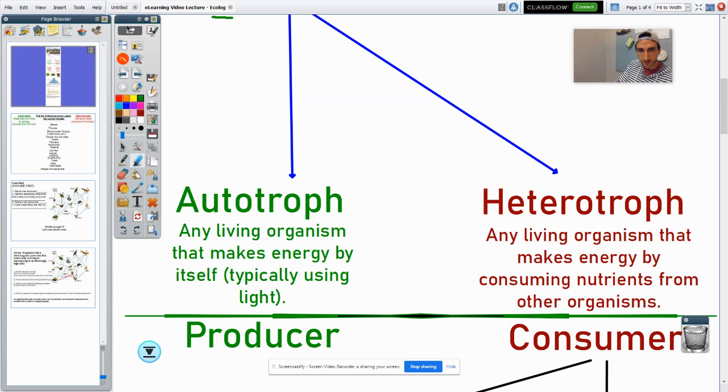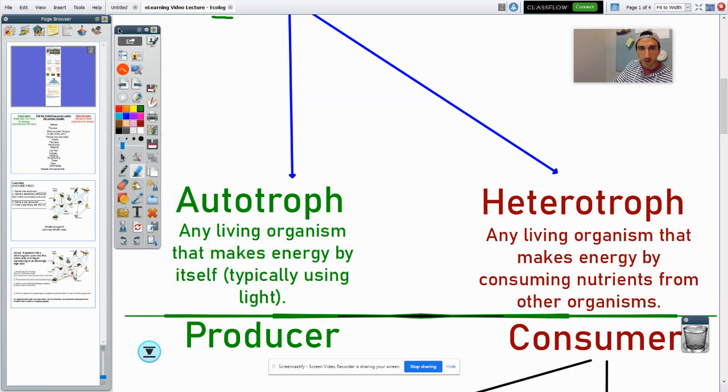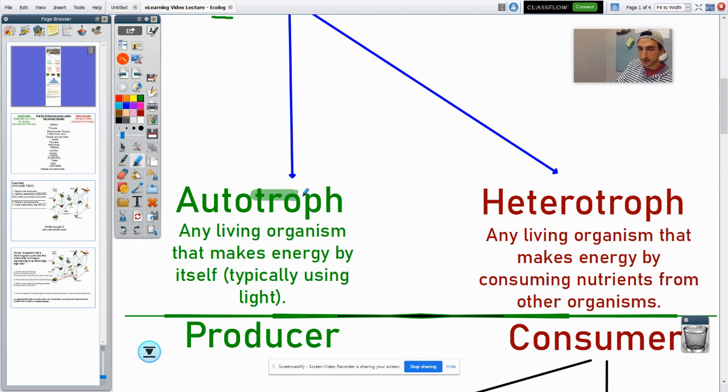If you'll notice, both of these words have something in common, and it is the word troph. Do you know what the word troph means? No, no, no. The word troph means energy. Okay, so auto energy and hetero energy.